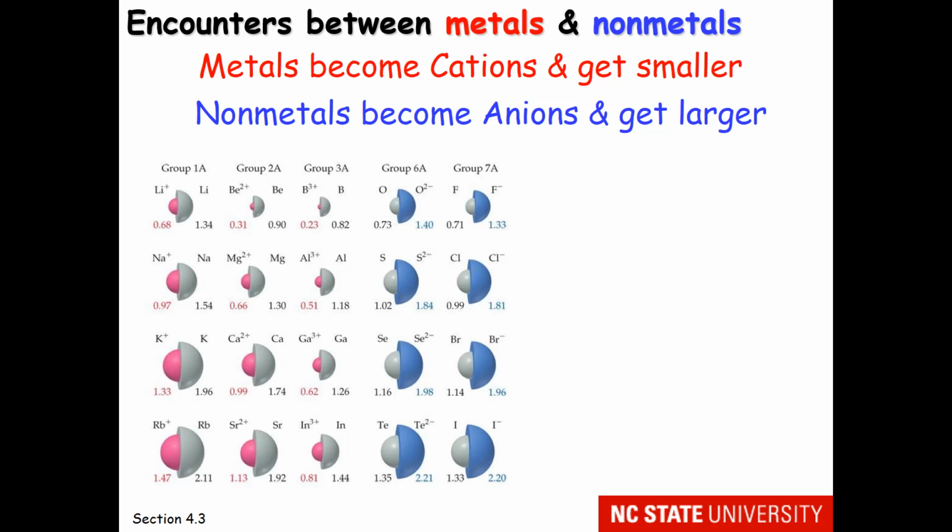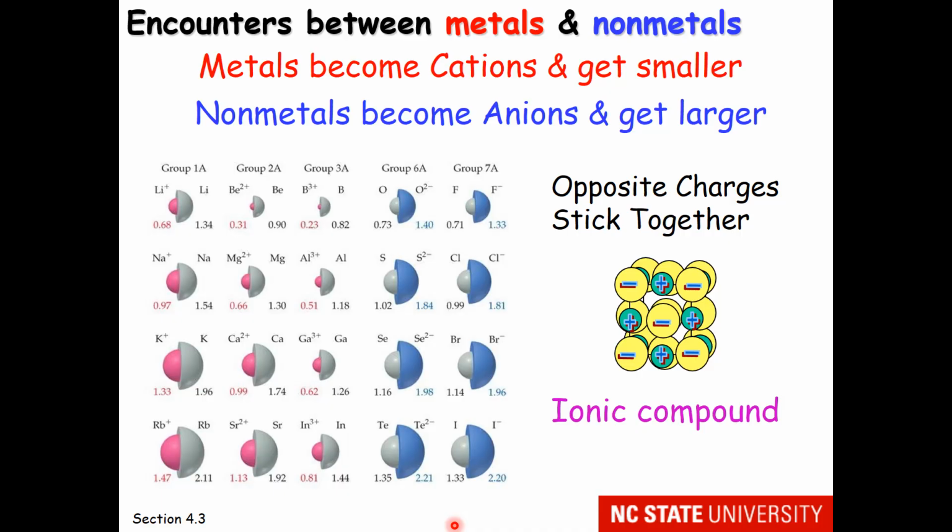Here is a chart demonstrating the change in size when neutral atoms become ions. As you can see, neutral lithium has a radius of 1.34 angstroms. When it loses an electron and becomes the lithium ion, the radius shrinks to 0.68 angstroms. On the other hand, neutral oxygen atoms have a radius of 0.73 angstroms. When they gain 2 electrons to become the oxide ion, the radius increases to 1.4 angstroms.